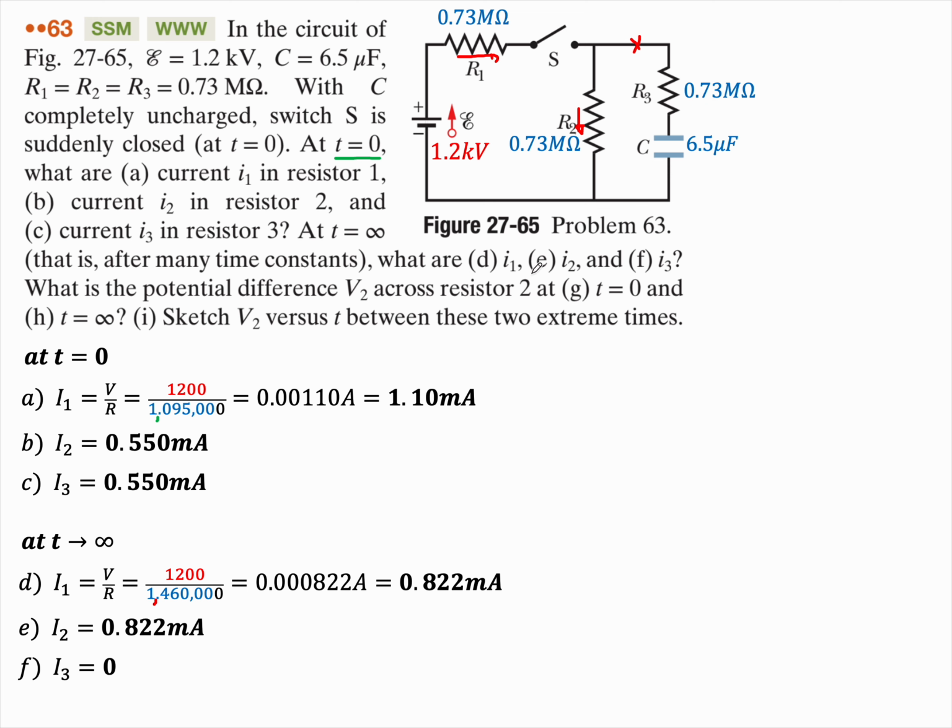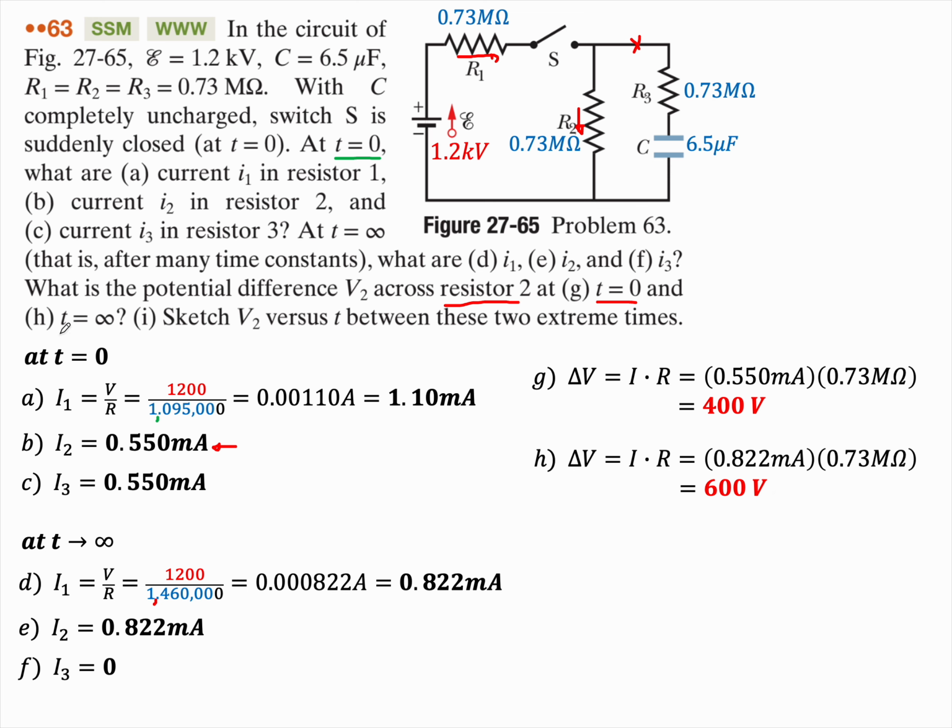Now, next question. What's the potential difference across resistor 2 at t equals 0? Well, at t equals 0, we know the current was 0.550 milliamps. The resistance was that. If you work it out, there's a 400 volt difference. As t approaches infinity, the current we now know rises to this, which is going to give us a voltage drop of 600 volts.